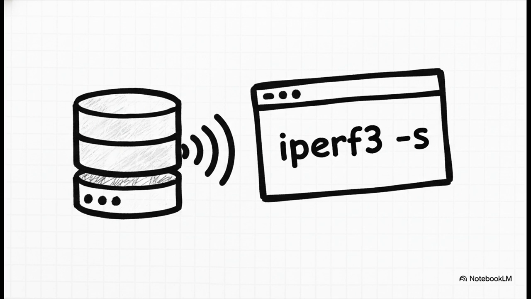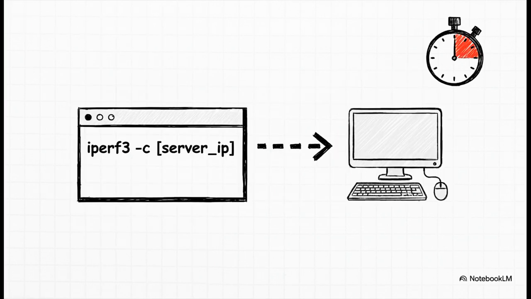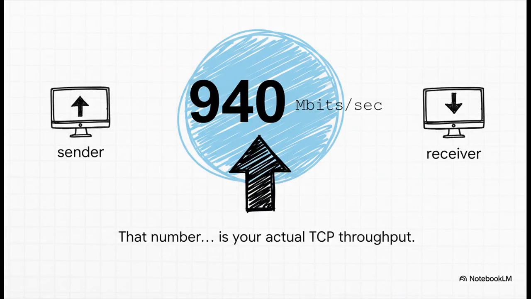Simple as that. Awesome. Now, hop over to your second machine, the client. Here, you'll type a very similar command, iperf3 -c. But this time, you follow it with the IP address of the server you just started. This tells the client, hey, connect to that server and start blasting data. By default, it'll run the test for a solid 10 seconds. And boom, after those 10 seconds, you get a summary that looks something like this.